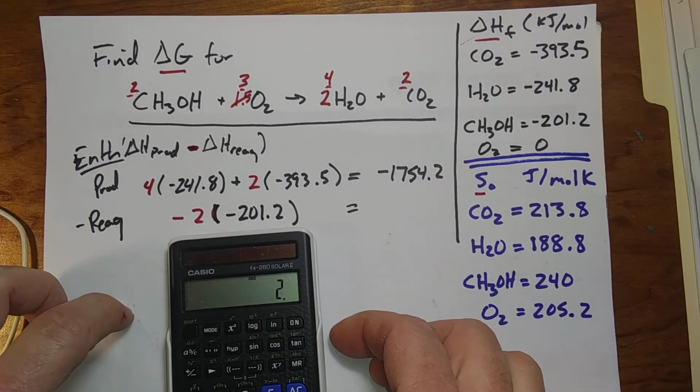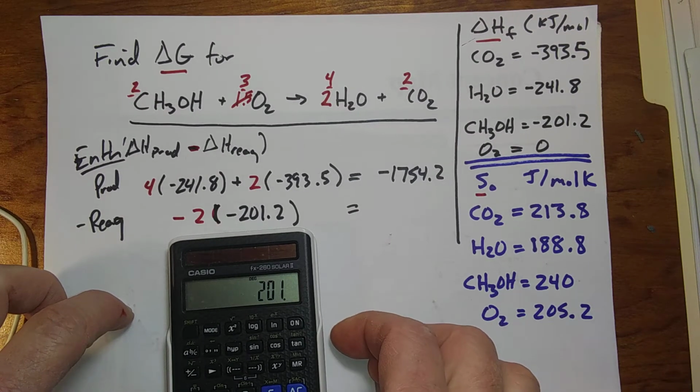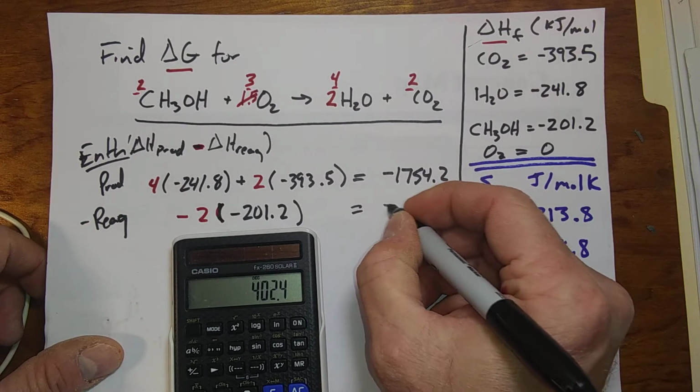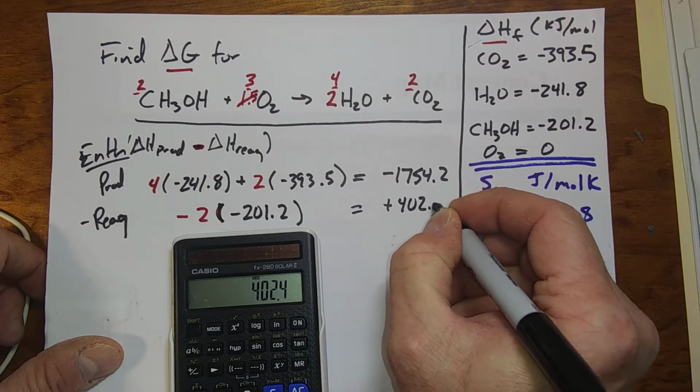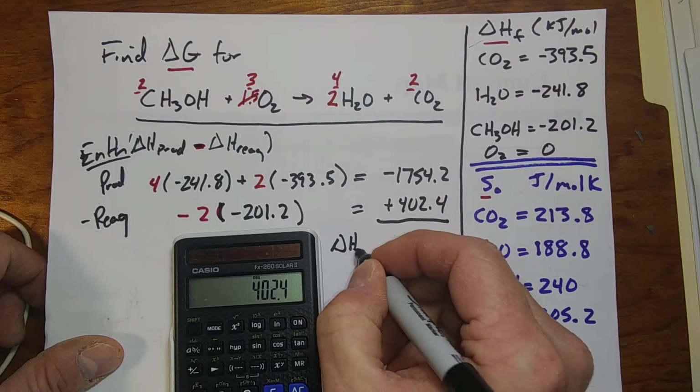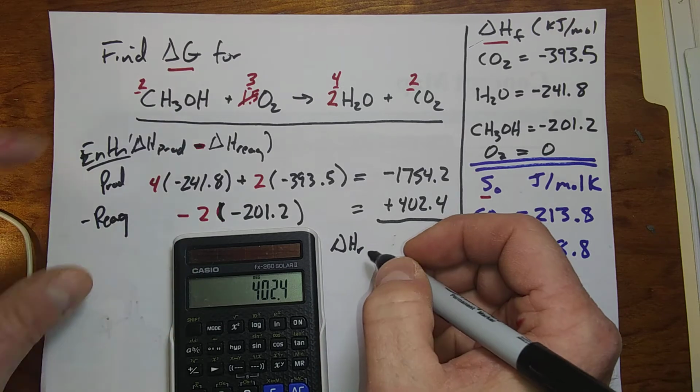So 2 times the 201.2 equals plus 402.4. So we're going to be able to add that up, and that'll give us our enthalpy for this reaction. I'll just put R for this reaction.